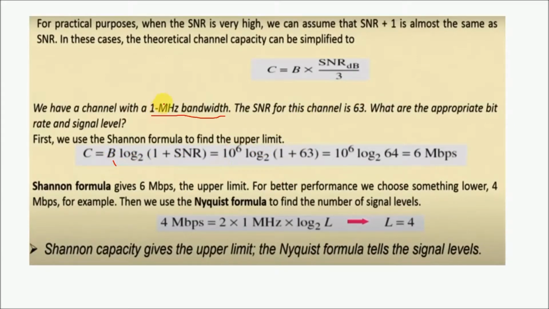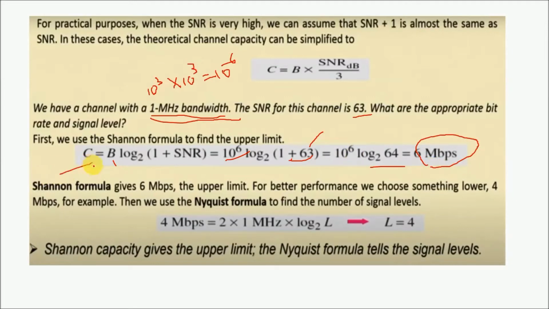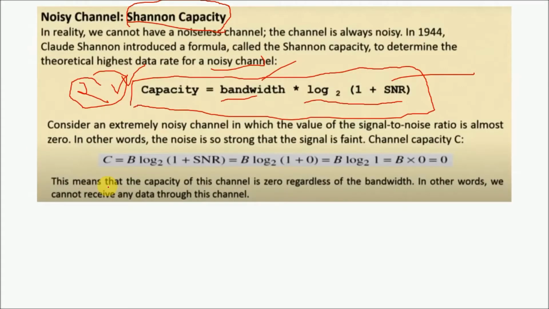So bandwidth B is given, that is 1 megahertz. 1 kilohertz is 10 to the power 3, and from kilohertz to megahertz you again multiply by 10 to the power 3. So 10 to the power 3 multiply 10 to the power 3 is 10 to the power 6. So bandwidth 1 megahertz means 10 to the power 6, and SNR is given as 63. So 1 plus 63 is 64. Ultimately you will get this value, which is the channel capacity or bit rate for the noisy channel.